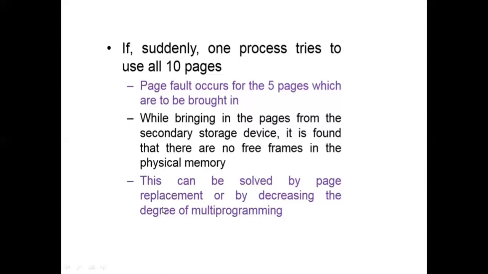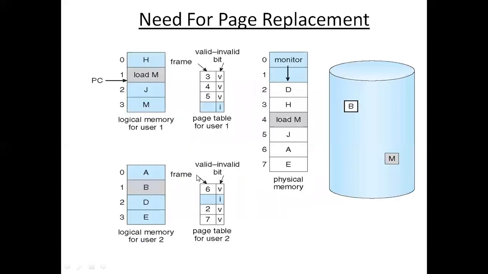Okay, then how do we solve it? We can solve this by page replacement or by decreasing the degree of multi-programming. Now, instead of decreasing the degree of multi-programming, because you know the CPUs are there which can execute multiple processes, you can as well use the concept of page replacement. So what is the need for page replacement?